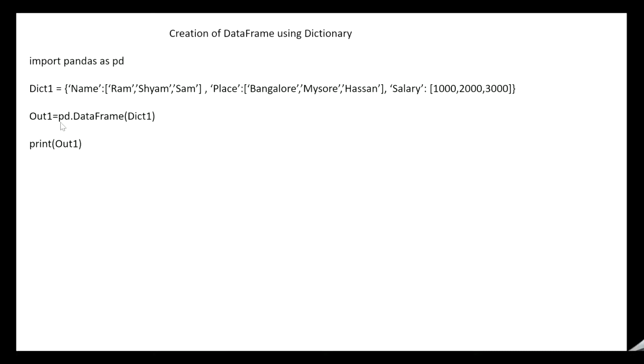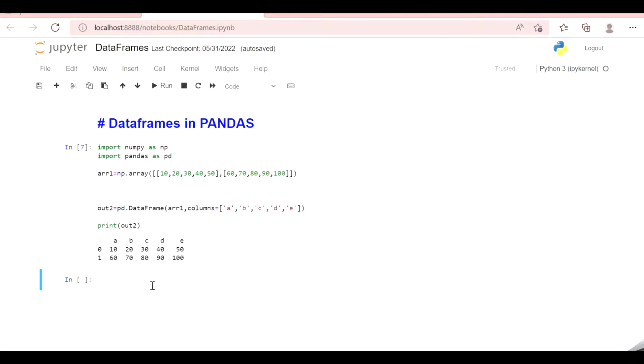Now if I say out1, my output variable, is equal to pd.DataFrame, and I'm passing my dictionary to the data frame constructor or function. And now when I say print out1, I get it in the tabular format with the column names as name, place, salary, and these as the column values. Now let's look into it practically.